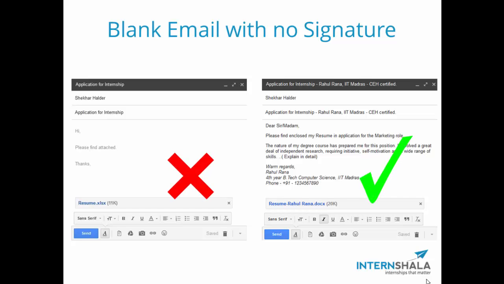Another very common mistake is an improper greeting or signature. Always start a cover letter with a proper greeting like Dear Sir, Dear Madam. At the end of the email, put your complete signature, including your full name, your current academic status, and your phone number. To see an example, take a closer look at the image on the right.